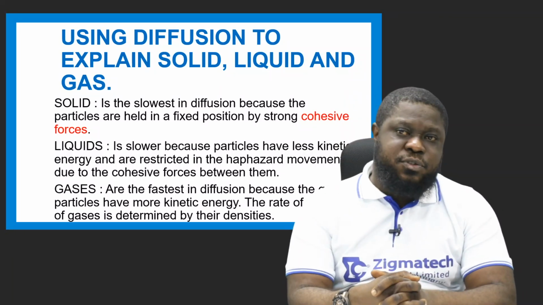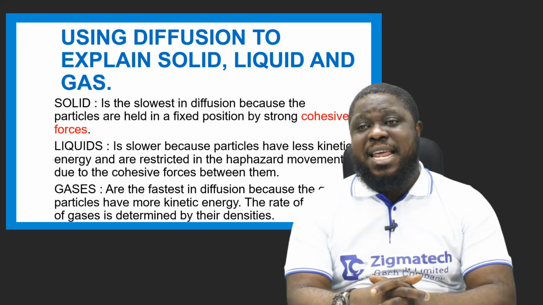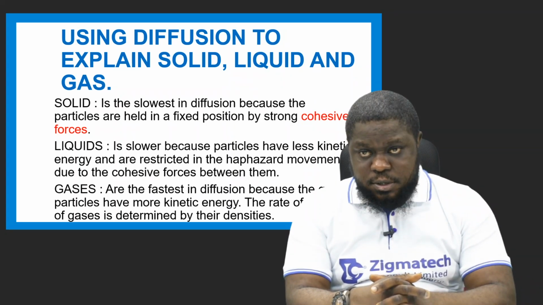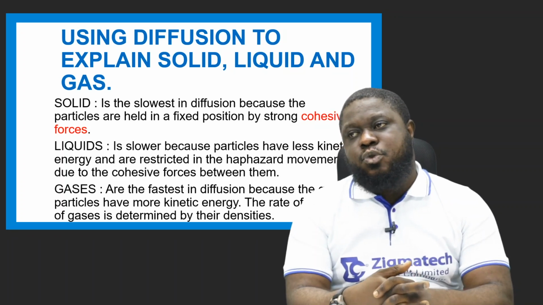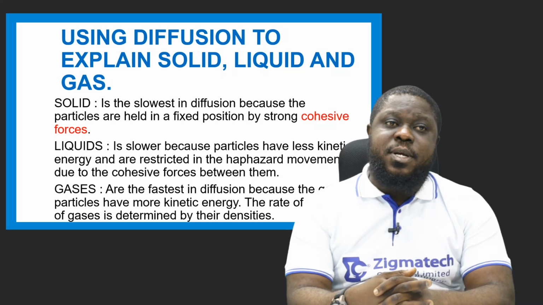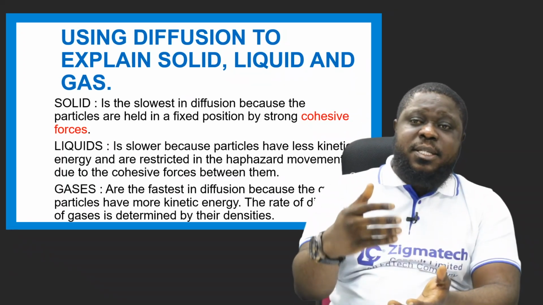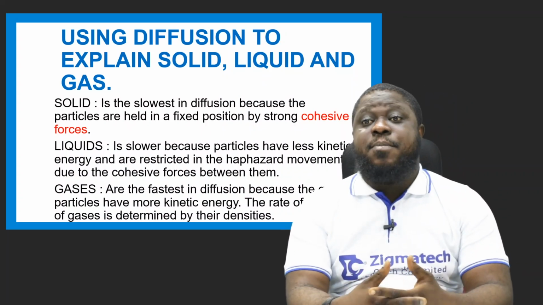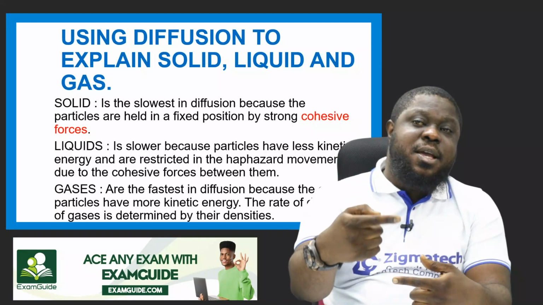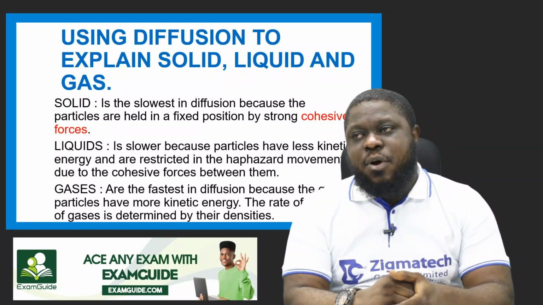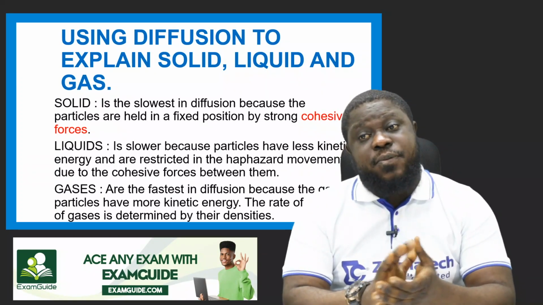So they cannot diffuse. Liquid is slower because particles have less kinetic energy and are restricted, and they have haphazard movement due to the cohesive forces between them. So these liquids have haphazard movement because the cohesive forces are not as strong as those of a solid.